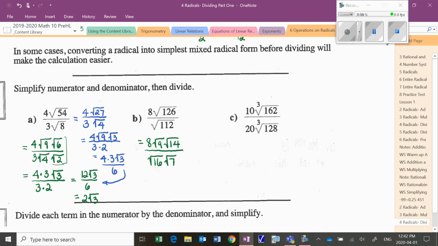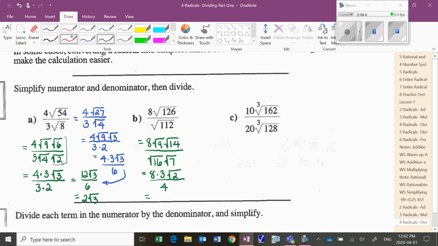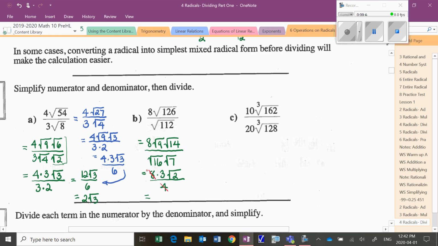So again, not everybody knows that off the top of their heads, so I'll give you another way to go through this as well. So then if we continue to follow this way though, 8 times root 9, so root 9 is the same as 3, and then root 14 over root 7 is the same as root 2, and root 16 is the same as 4. So then we've got 24 root 2 over 4, or if you wanted to, you could reduce ahead of time and say, hey, 8 over 4 is the same as 2 over 1. So really, we're talking about 2 times 3, or 6 root 2.